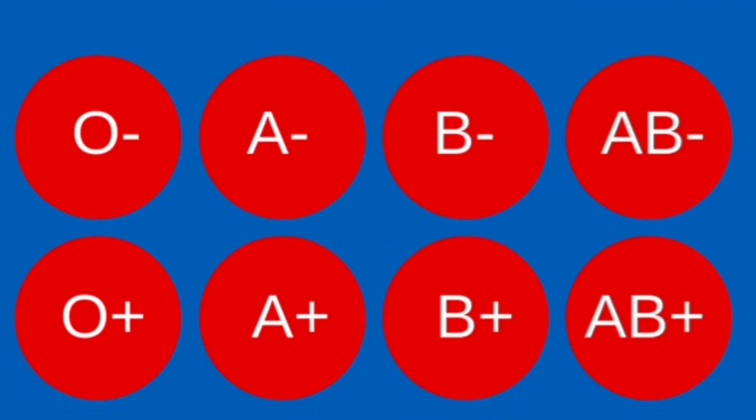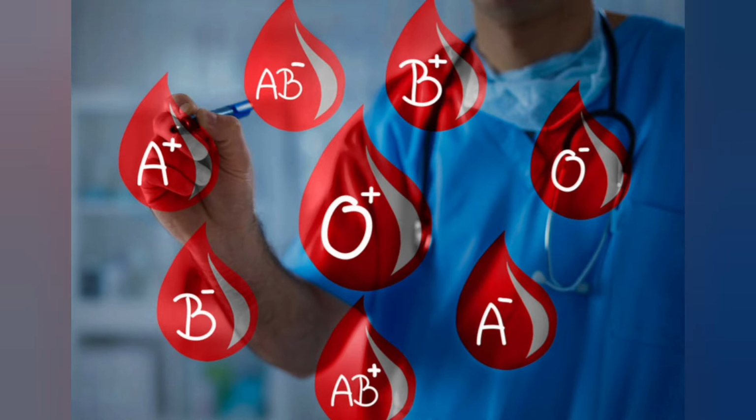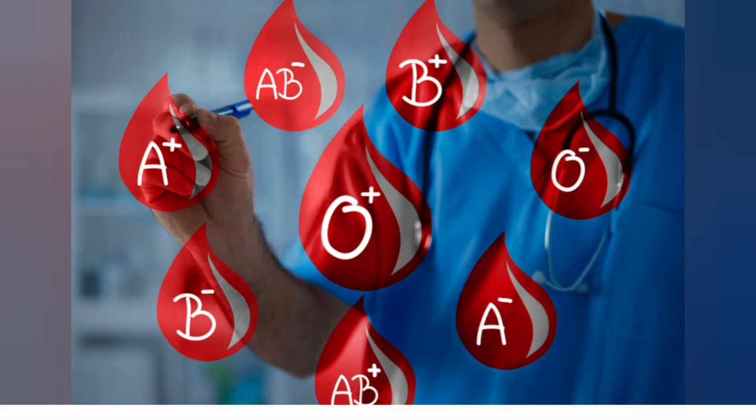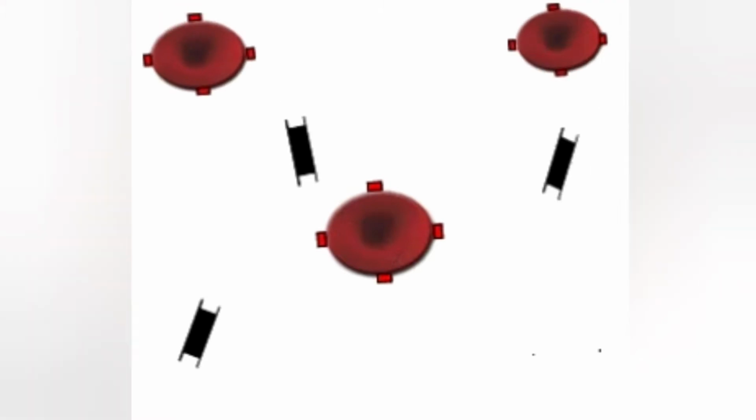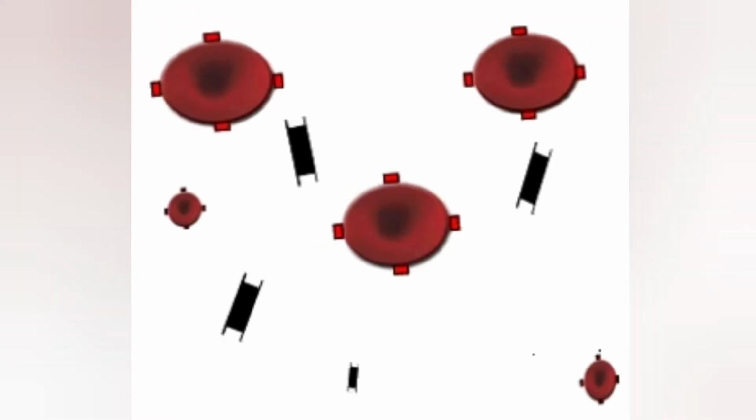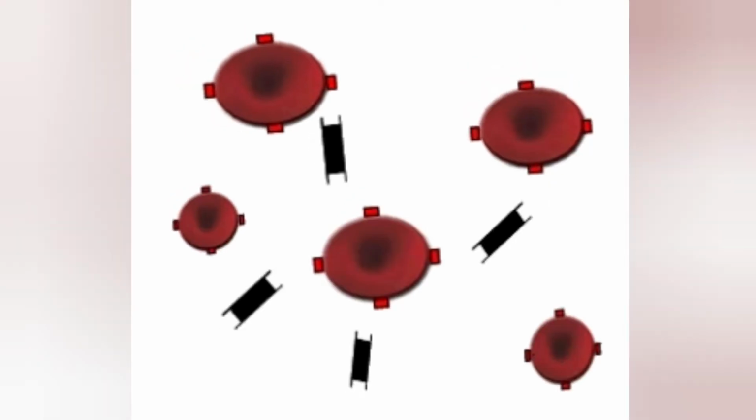So let's start with the blood group. Now what is blood group? The plasma membrane of the RBC contains certain glycoproteinaceous molecules. These glycoproteins are called antigens. These differ in different persons.